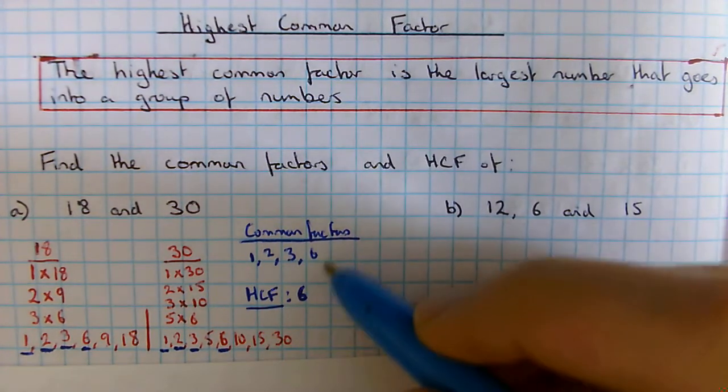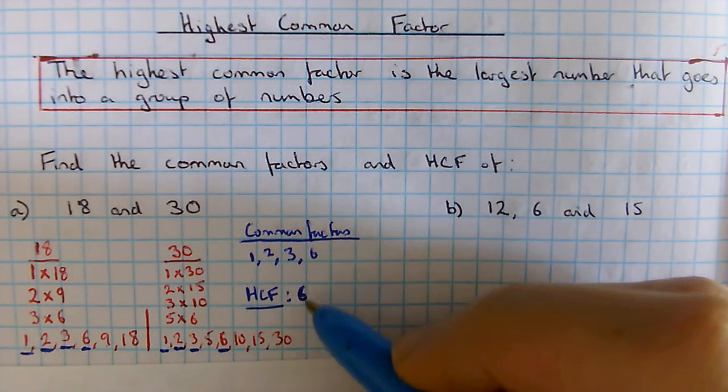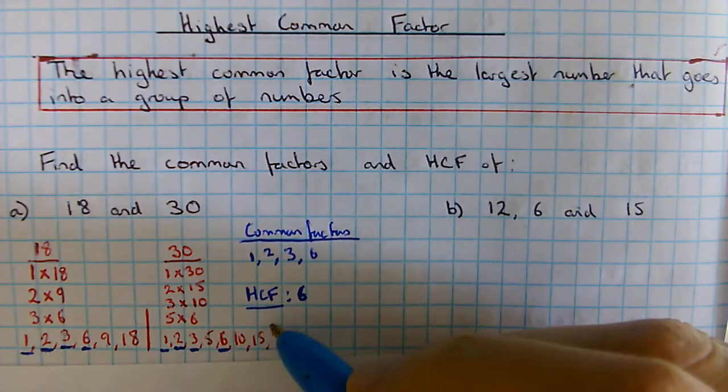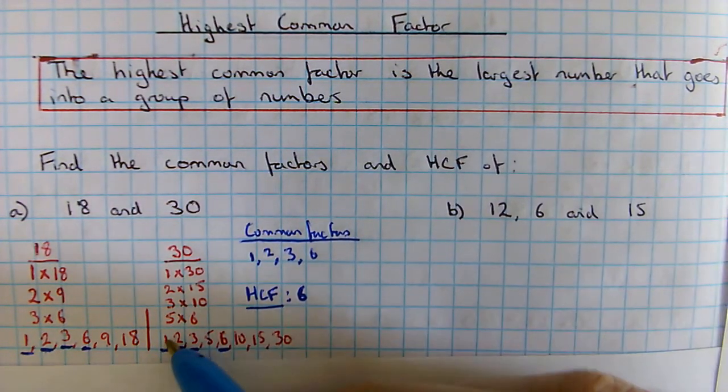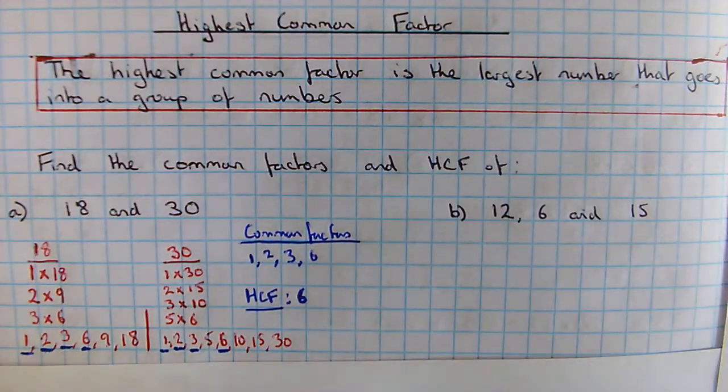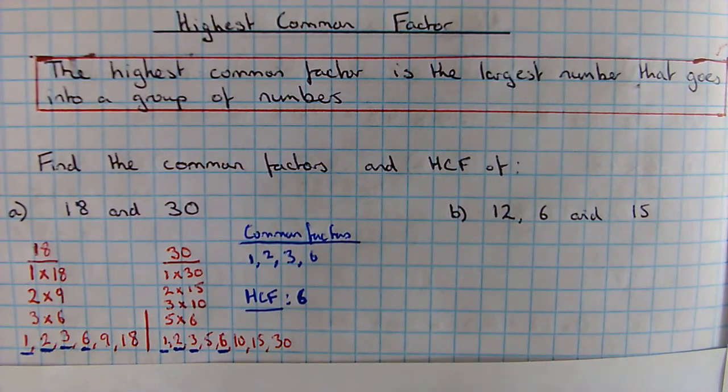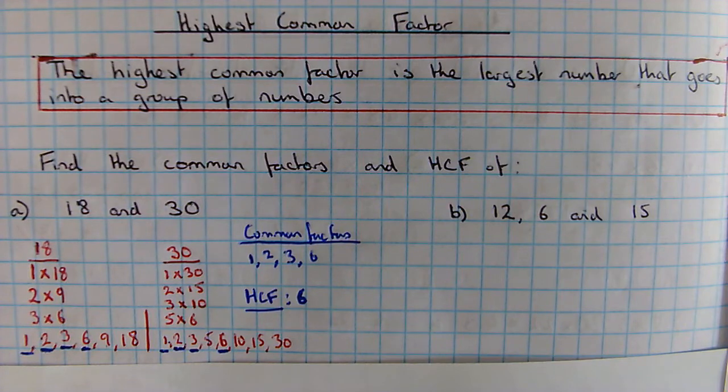Okay, so the highest common factor, there's only ever one highest common factor of a pair of numbers, and if you can't find anything else, the highest common factor will always be 1. So we're going to have a look then at a slightly more complicated one, where I've been given 3 numbers which I need to find the highest common factor of.